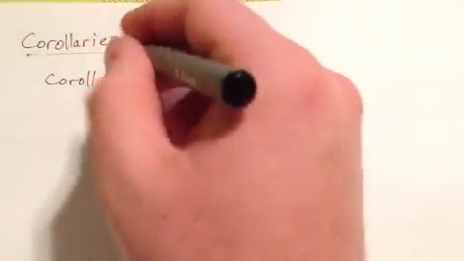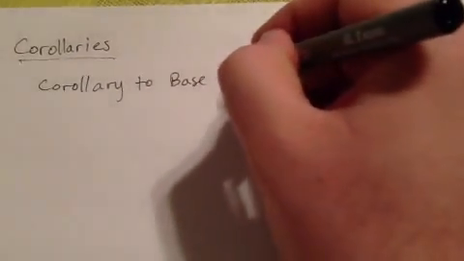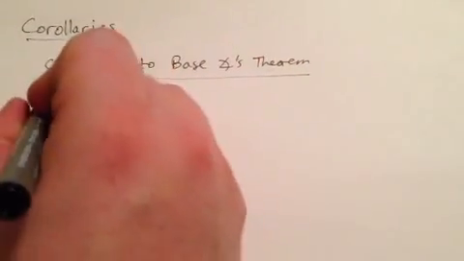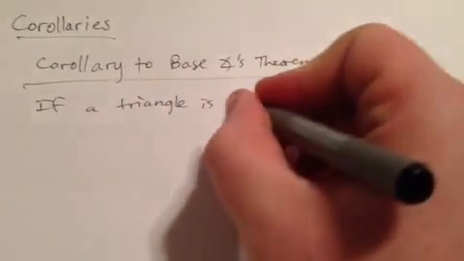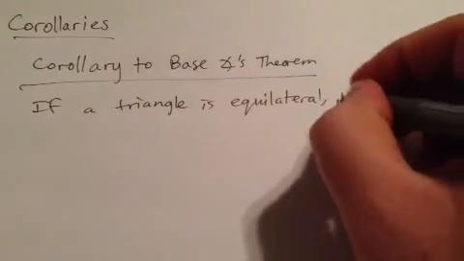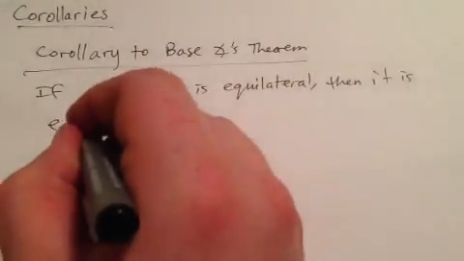And a corollary is just taking a theorem we've already proved and changing it slightly or adding to it. So the corollary to the base angles theorem says if a triangle is equilateral, that means all the sides are the same, then it is equiangular.